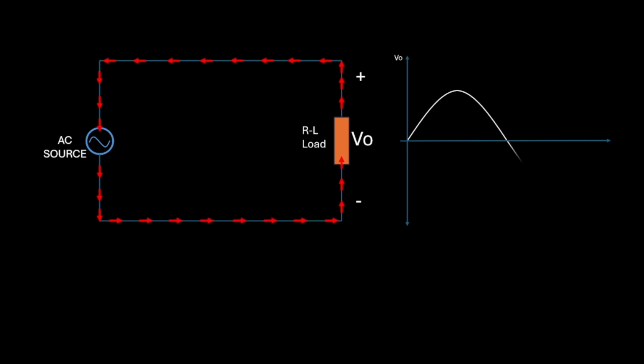Now let's focus on the negative half cycle of the AC input. During this phase, both the current and voltage reverse direction. The inductor, which stored energy during the positive half cycle, now releases that energy, while the resistor continues to dissipate it. This process results in the negative half of the sine wave, as shown on the right.